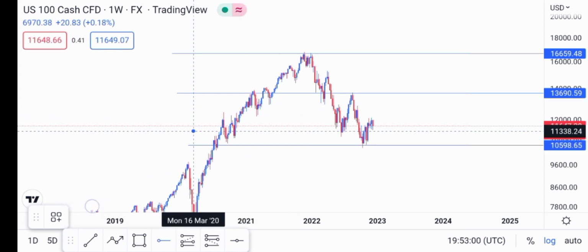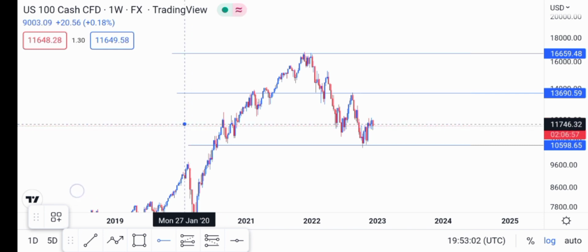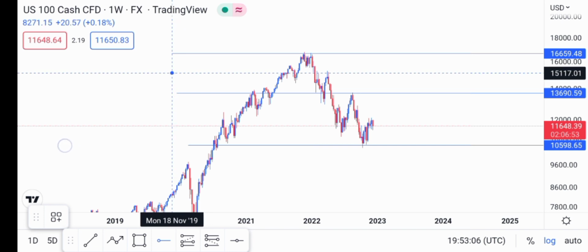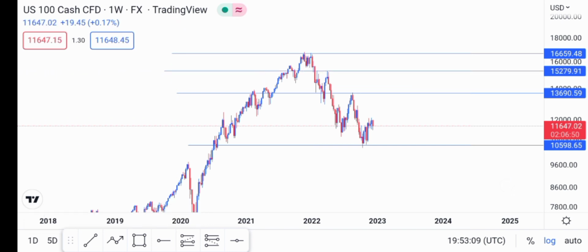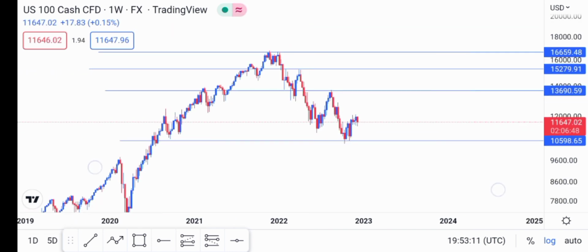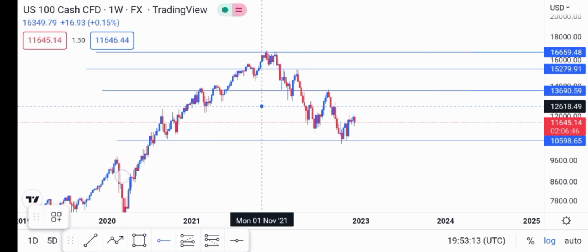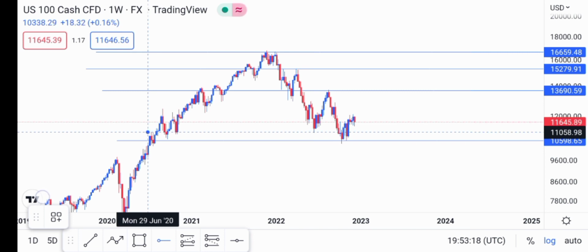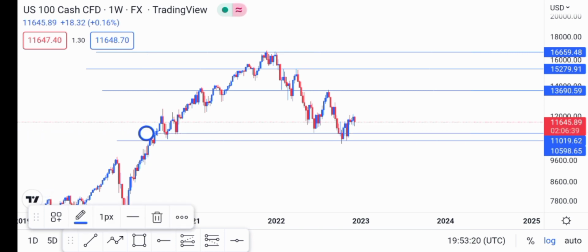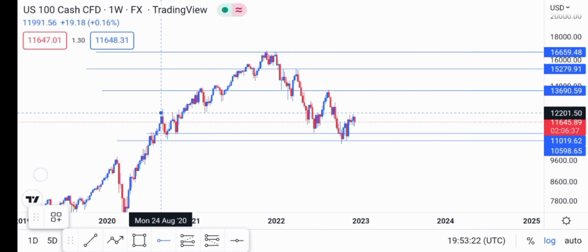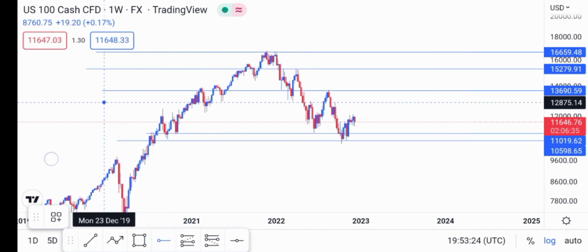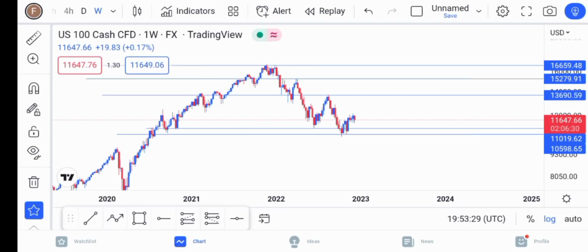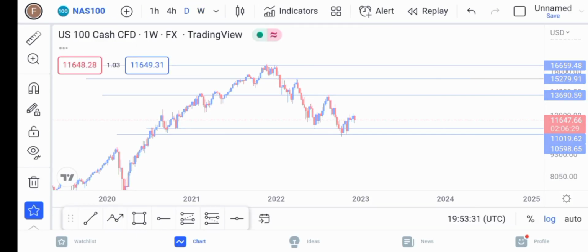And I'm seeing another level. I missed out on this one, so this is another level. Let me zoom in a little bit. There are a lot of levels occurring right over here, so I'm going to cater for this one as well. And this one over here, but we'll just cater for it the moment we move to the lower time frames. So let us move to the daily time frame.